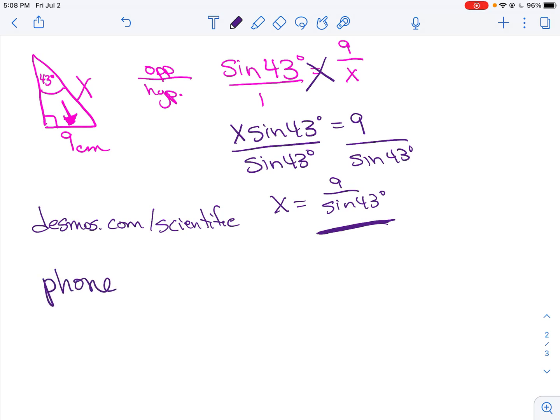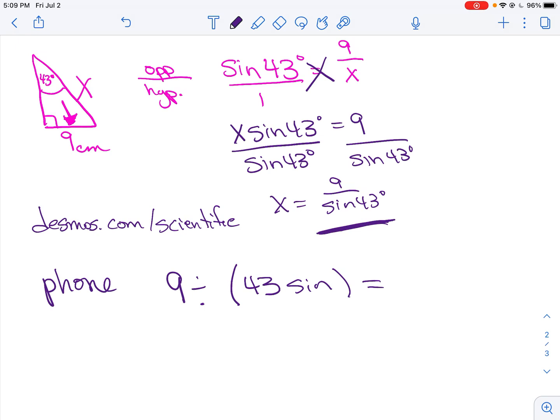Okay, so if you're using your phone calculator, you're going to plug in 9 divided by, then you're going to put an open parenthesis and put 43. Then you're going to hit the sine button. Close the parenthesis, and hit the equal sign.